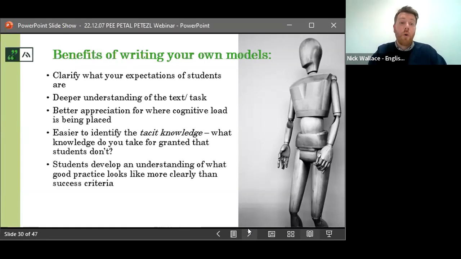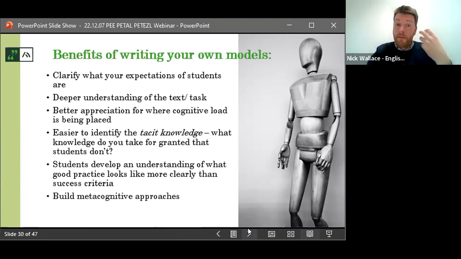Presenting models also allows students to develop an understanding of what great looks like, and we can also use non-examples to show them what bad looks like too. That can also be helpful, and that, in many regards, is much more instructive than presenting a success criteria, which can allow loads and loads of room for error, loads of white space for interpretation. Whereas if we present models, that helps define what that looks like.